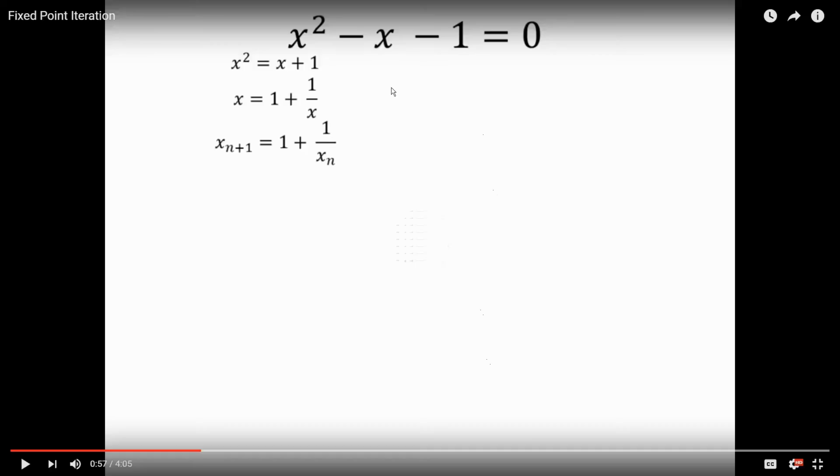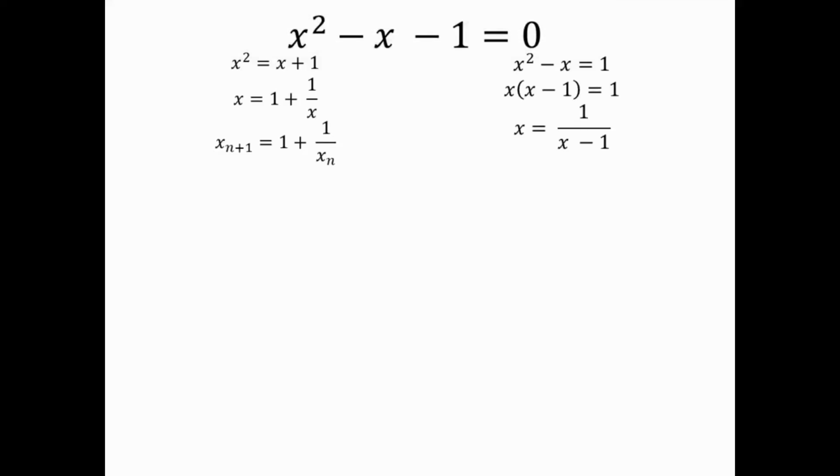So again, this is our function. We set it equal to 0, and then we solve for x on the other side. So we've just solved x for itself, and then we say the one on the right is x of n, and the one on the left is the next iteration, x of n plus 1. We can also say that x squared minus x is equal to 1. Therefore, if we factor out an x and divide by it, we can say x is equal to 1 over x minus 1, and label it accordingly.